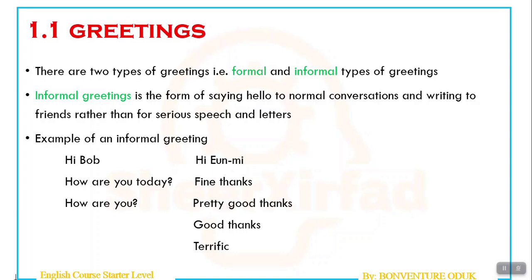Or terrific. So you can see in this particular case, like the last example, how are you? You can answer pretty good, thanks, or you can say good, thanks, or you can reply by saying terrific. Terrific means good, means you're doing well. Okay, you don't have a problem. So these are different ways in which you can respond to that. So that is an informal way of greeting somebody.